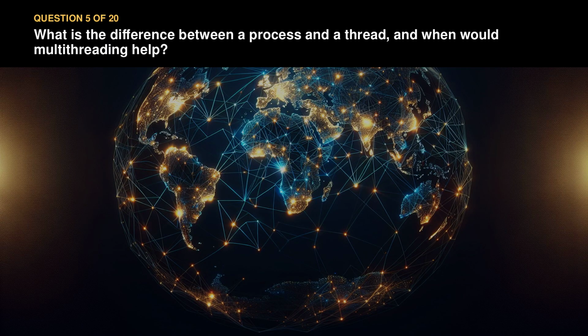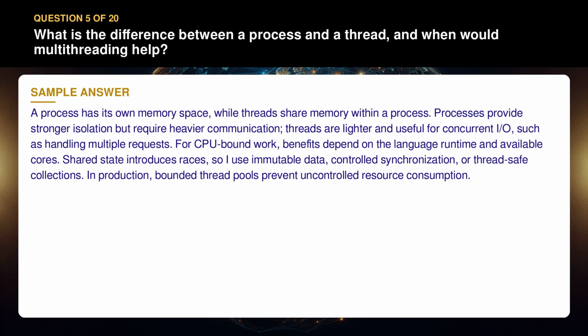Question 5. What is the difference between a process and a thread, and when would multithreading help? A process has its own memory space, while threads share memory within a process. Processes provide stronger isolation but require heavier communication. Threads are lighter and useful for concurrent I/O, such as handling multiple requests.